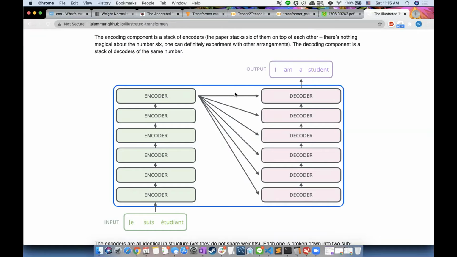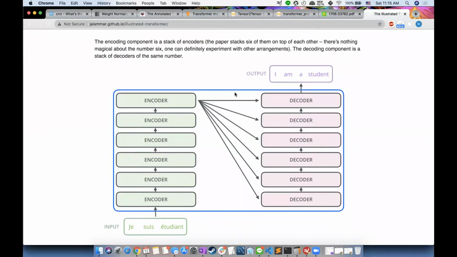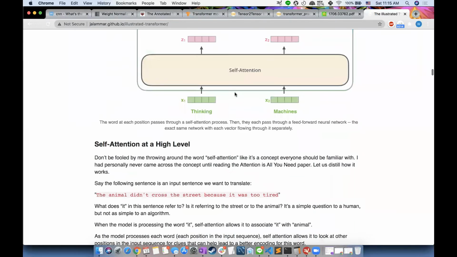I have a different question. In your diagram, you've shown that all the input goes through all the encoders at first, and then it goes to the various decoders. Is it possible to go from the first encoder to the first decoder, and then also from the second encoder to the second decoder, and so on? I don't believe that's how it's structured.